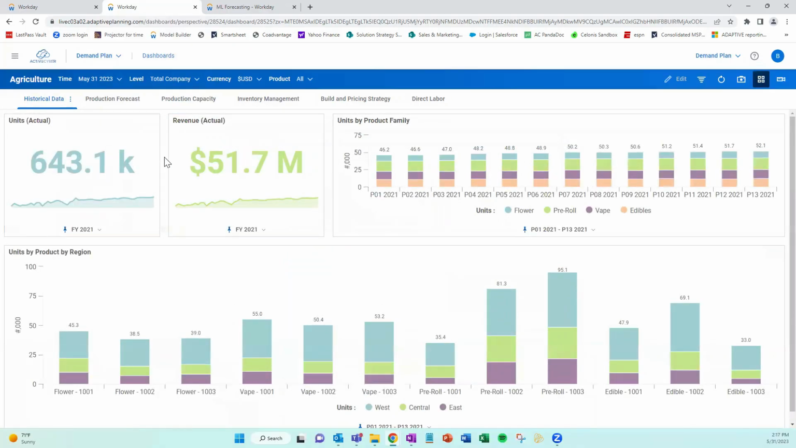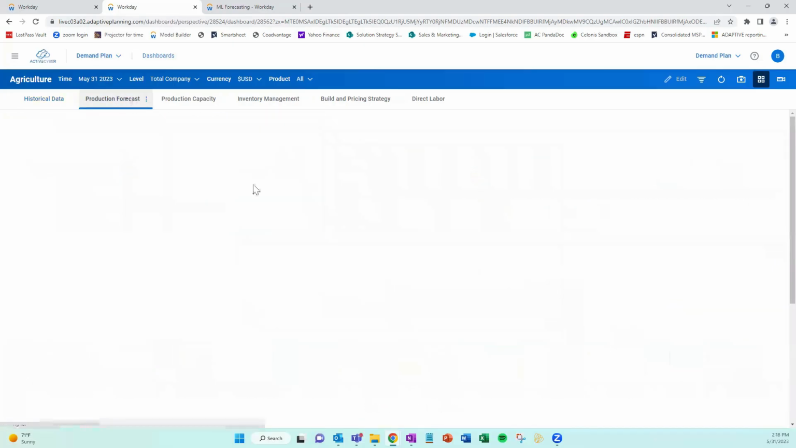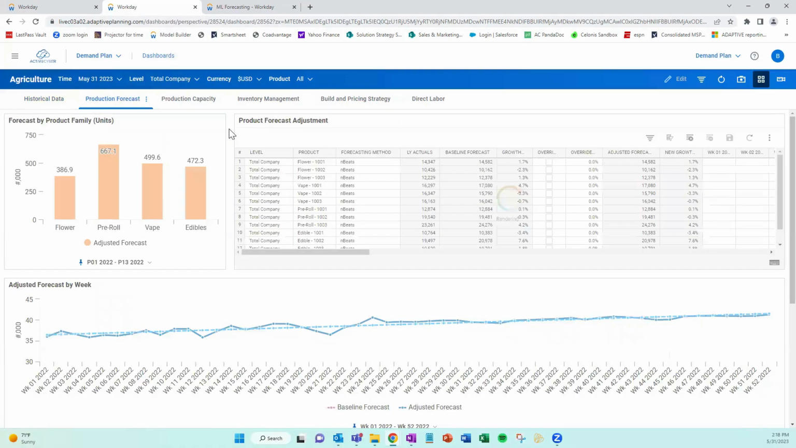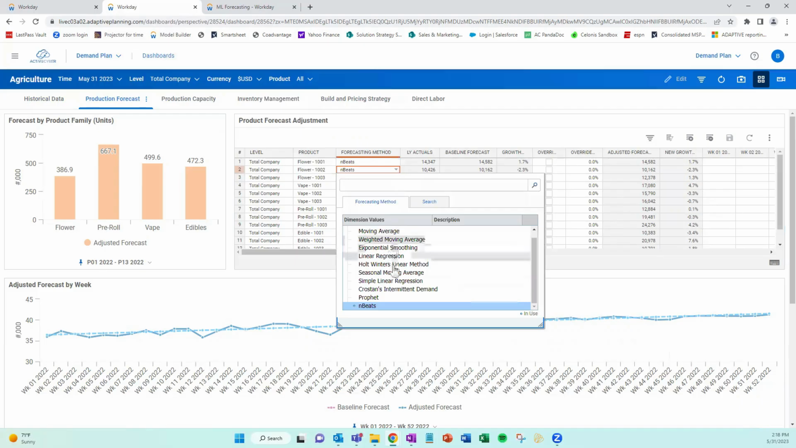So this historical data tab is great to be able to look back at how we did previously to help leverage and generate how we're going to do in the future. In our next tab here, we have our production forecast. Here, we're also able to break this down unit by unit with product family, and you'll see that we're leveraging our product forecast adjustment sheet here. You may see forecasting method here, and we've selected the NBEATS way of forecasting our data. We see a lot of other methodologies around trending growth or different types of average calculations to produce a forecast, but we have selected NBEATS here.